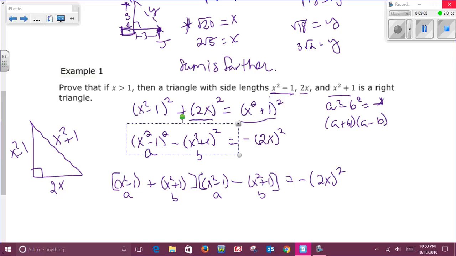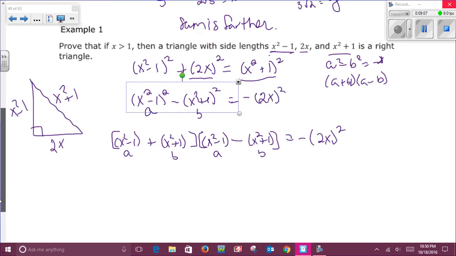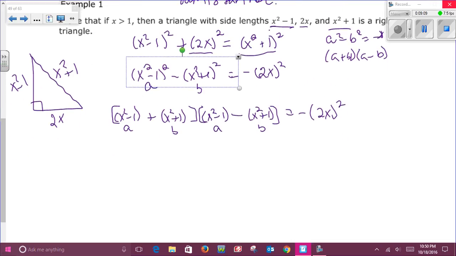Now, I now have conjugates, and when I have conjugates, I do not need to, let's see, what do I do? Hang on one second. Sorry, scratch that, I was getting ahead of myself here.